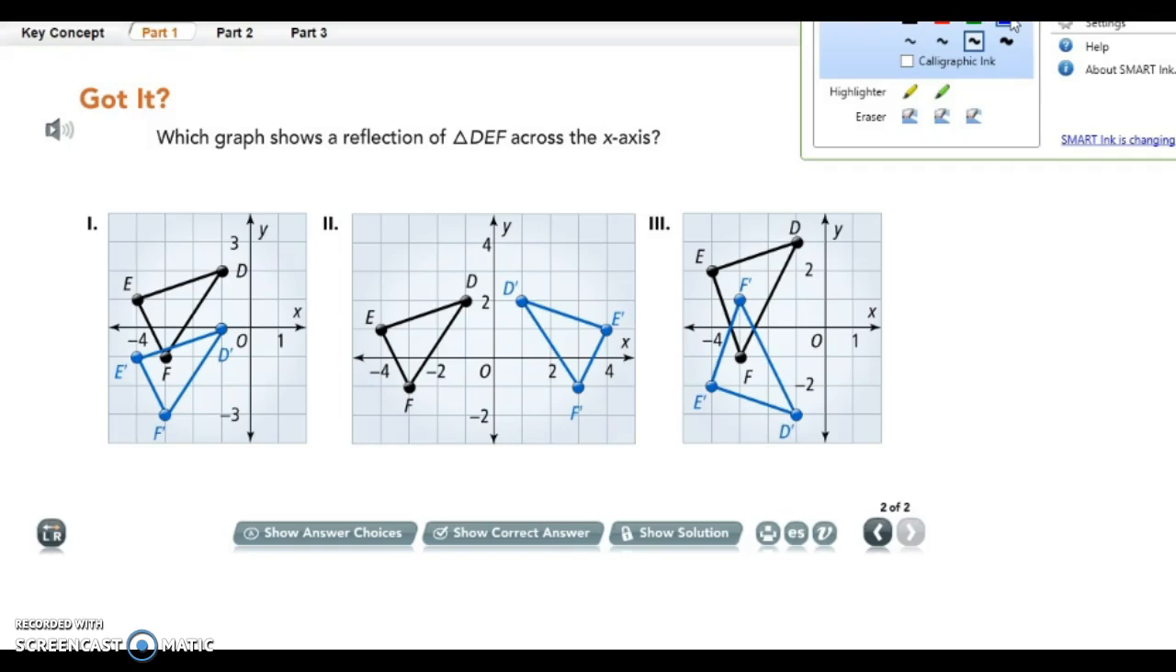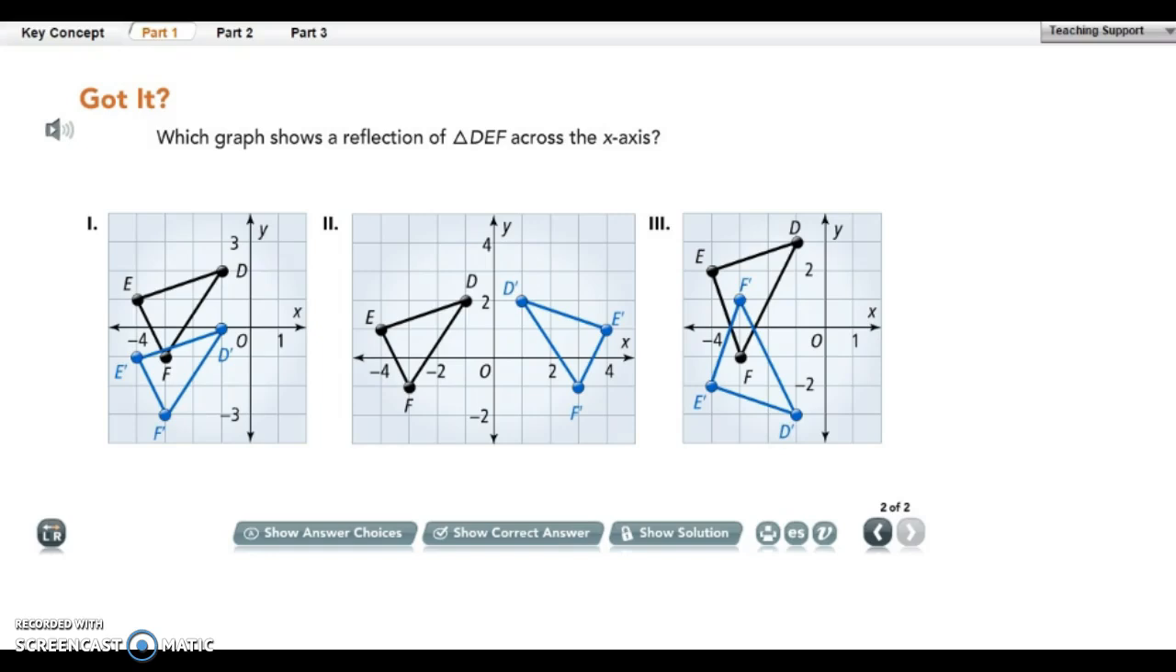The second example on this one says, which graph shows a reflection of triangle DEF across the x-axis? We're going to take a quick look at our first one. As we are looking at it, it seems that D to D prime and E to E prime and F to F prime has translated. It has shifted 2 units down, so it's a translation, not a reflection. So that one will not work.